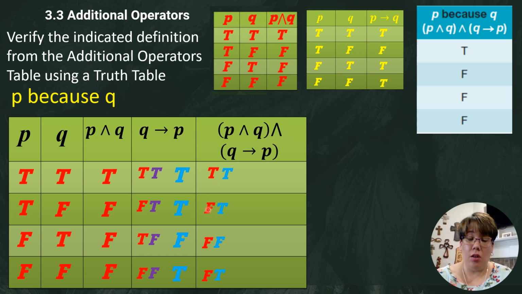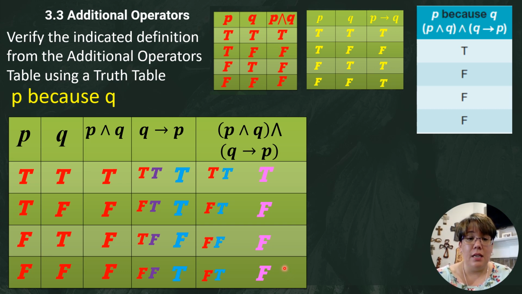I'm going to put all of these values into my AND chart. T and T, false and T would be false, false and false would be false, and then false and T would be false. So once I do all of that, I'm going to put all of those values in. So there is all of my values: T, F, F, F.